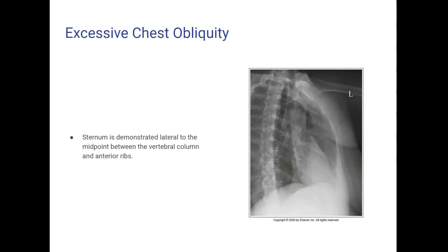When talking about excessive chest obliquity, the sternum will be demonstrated lateral to the midpoint of the vertebral column and anterior ribs. So there'll be an over rotation. And you can see here, trying to find that sternal end, it's like a jumbled up mess. We are excessively oblique here. So we would need to bring that patient back into that 45-degree angle to adequately place the anatomy and to open up those ribs.